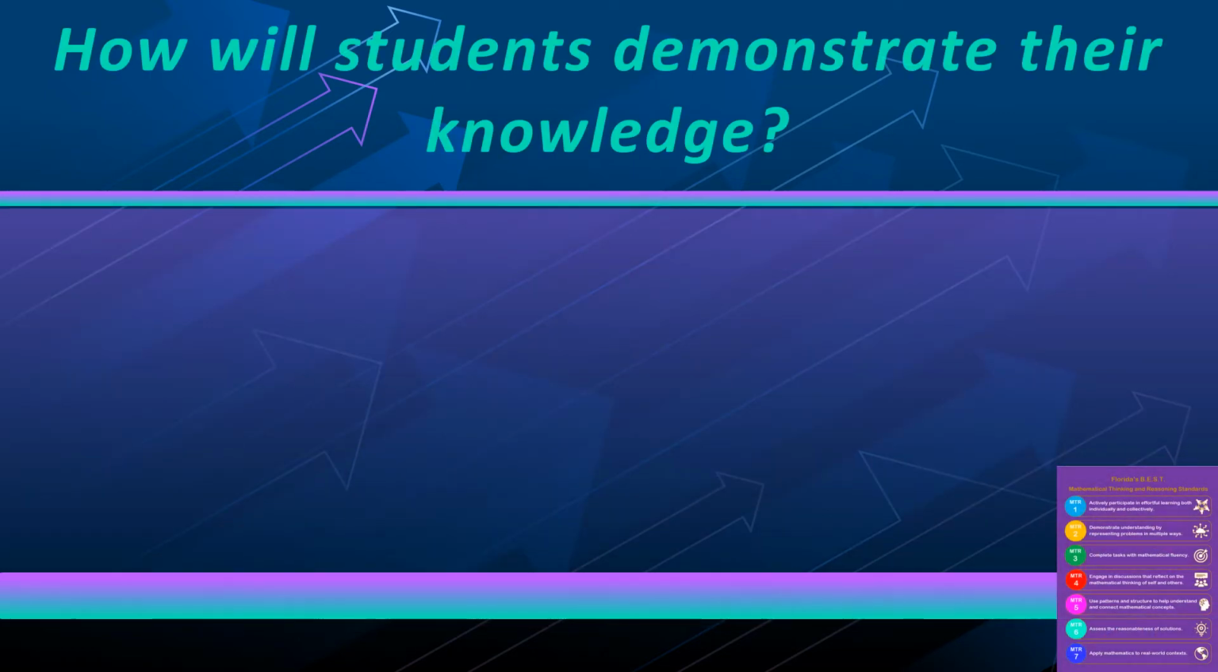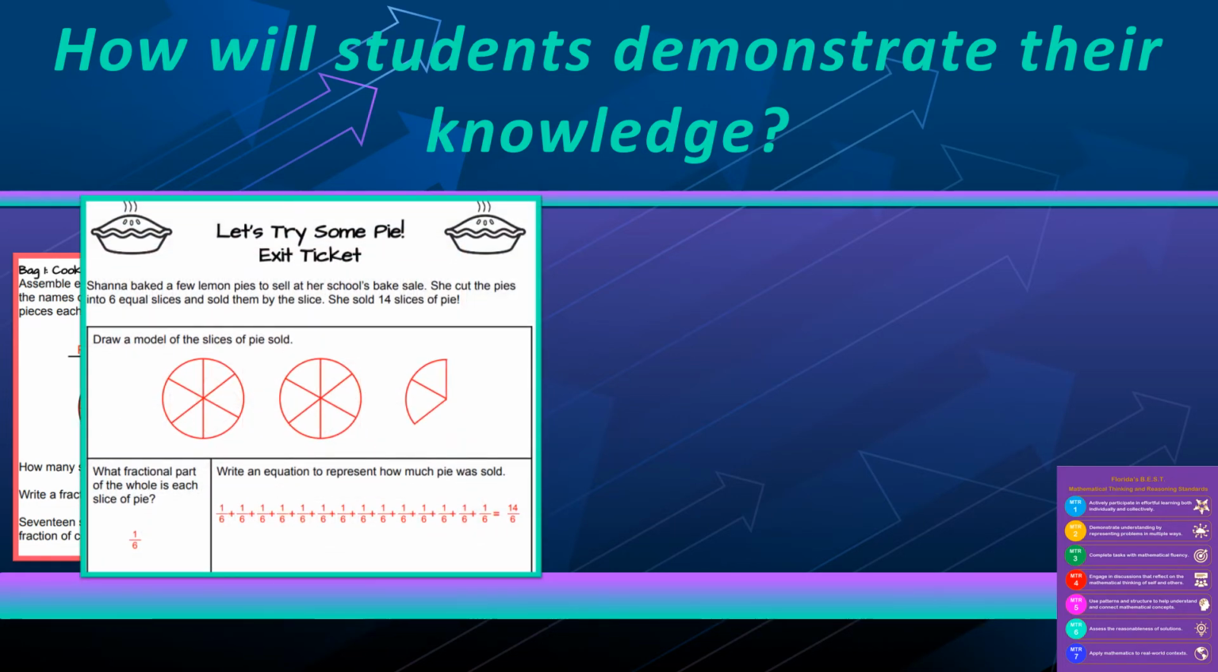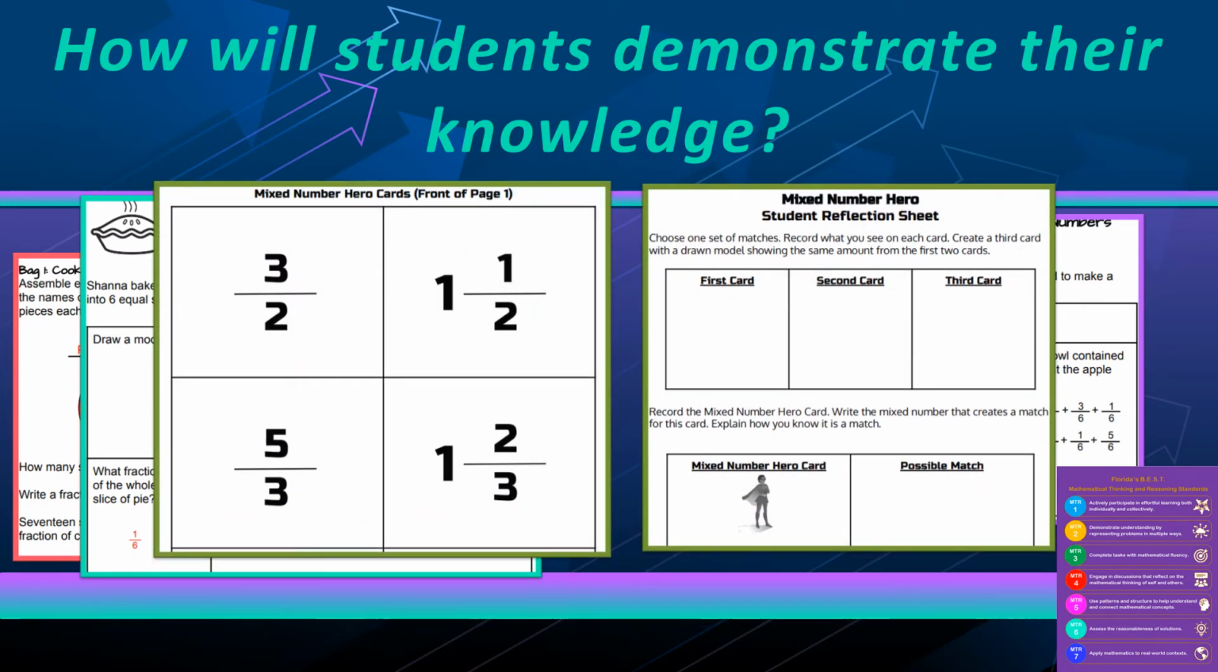How will students demonstrate their knowledge? Students will be able to use concrete tools and pictorial representations to show how they are decomposing and composing fractions. Students will also be able to use equations to represent decomposing in a variety of ways. Students might be given questions such as these where they're asked to determine which of the equations matches the scenario that they've just read. And of course, students can always play games to demonstrate their knowledge and understanding of decomposing and composing fractions. In this game, students are to match the mixed number with the fraction greater than 1.